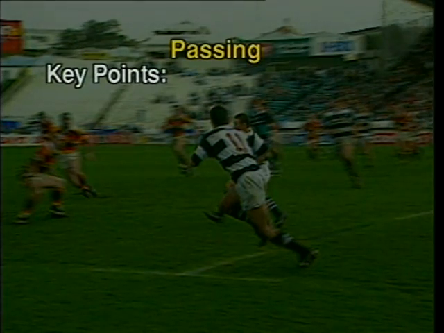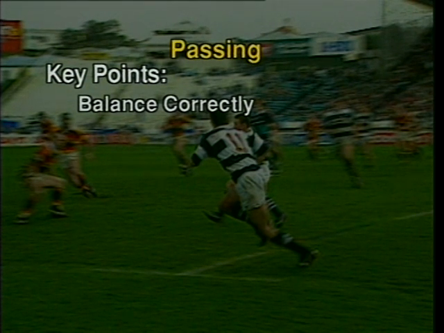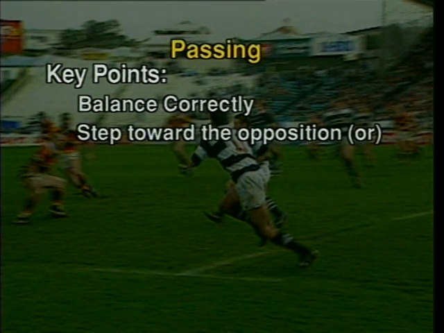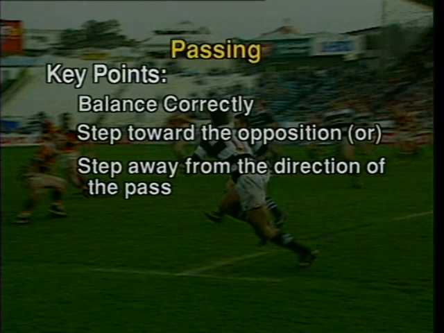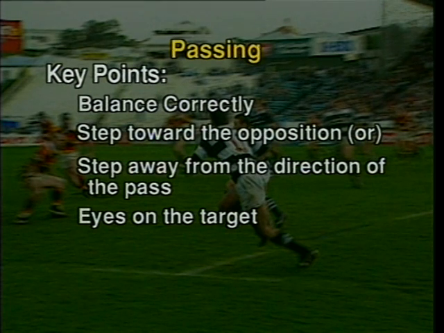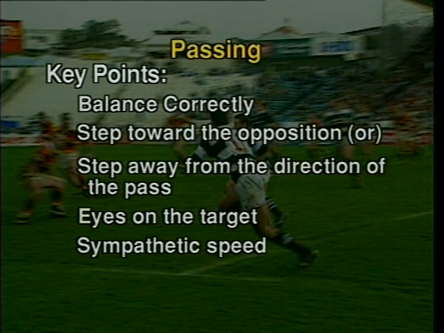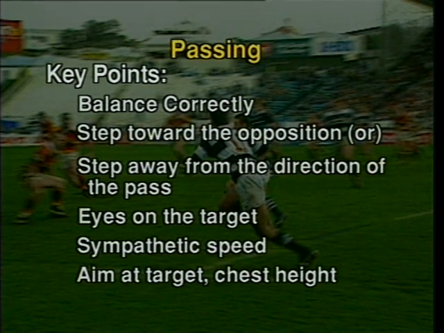The passer must be balanced correctly. Passing left, balance on the right foot. Passing right, balance on the left foot. Step towards the opposition or step away from the direction of the pass. Eyes on the target. Sympathetic speed of the pass. Aim at the target, chest height.